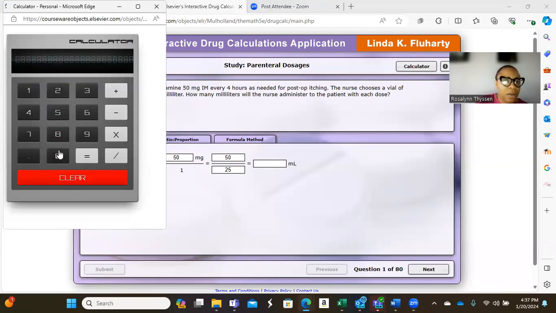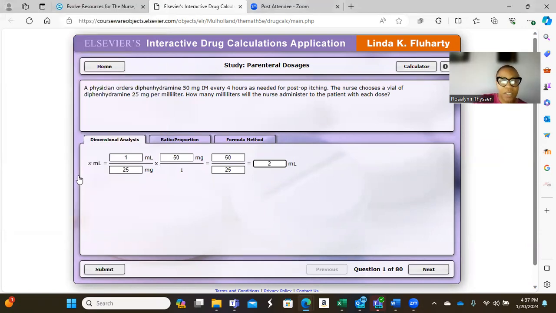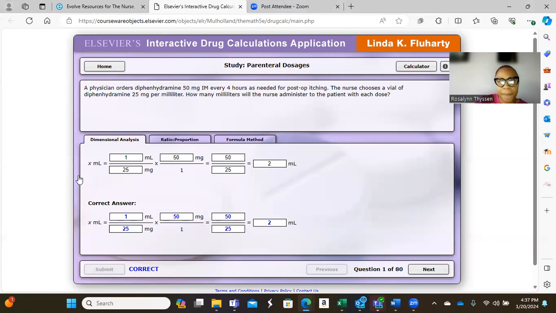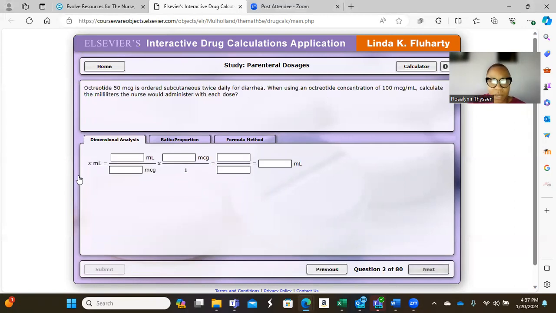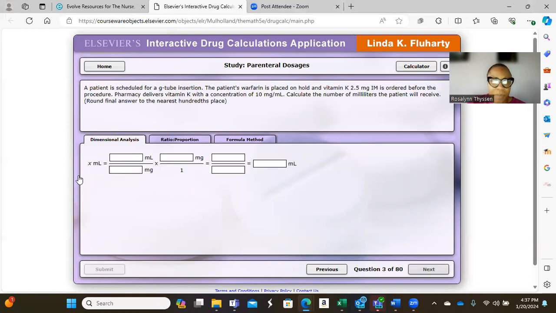50 divided by 25. Oops. I get it together. And that's 2. So the answer should be 2 mils. Okay. So again, parenteral dosages are the same setup as oral dosages.